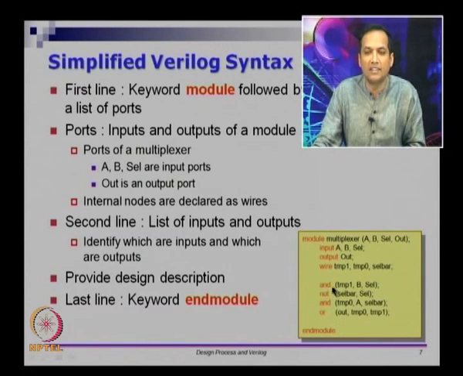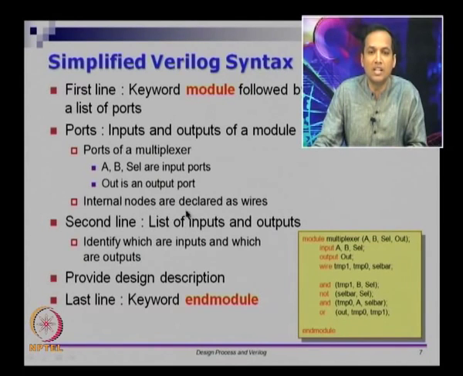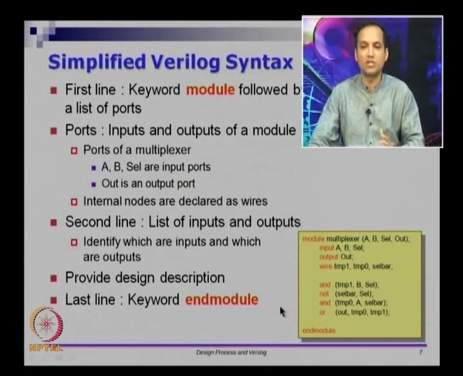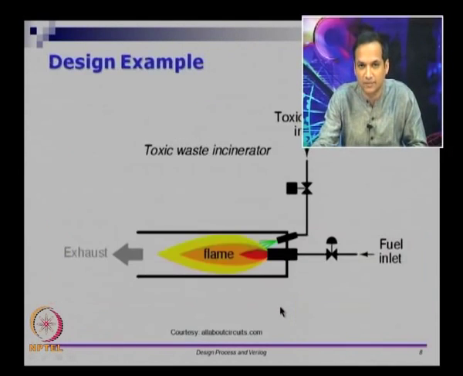So this one will imply that you have an AND gate with temp 1 as the output, B and select as input. This one is OR, has out as the output and temp 0 and temp 1 as the inputs. All the internal nodes are declared as wires. So the second set of lines is inputs and outputs. Then you have the design description given here followed by end module. So this is a very simplified version of Verilog syntax.